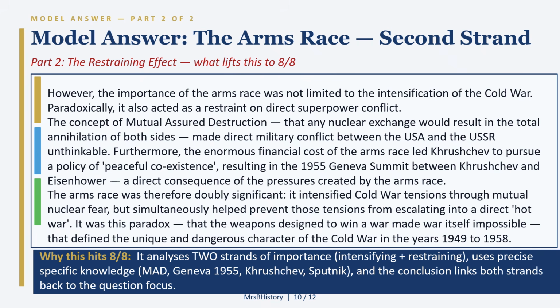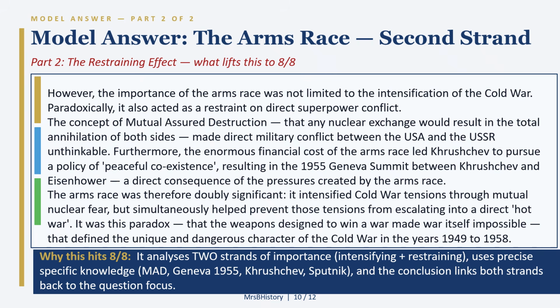The concept of mutual assured destruction, that any nuclear exchange would result in the total annihilation of both sides, made direct military conflict between the USA and the USSR unthinkable. Furthermore, the enormous financial cost of the arms race led Khrushchev to pursue a policy of peaceful coexistence, resulting in the 1955 Geneva summit between Khrushchev and Eisenhower, a direct consequence of the pressures created by the arms race.